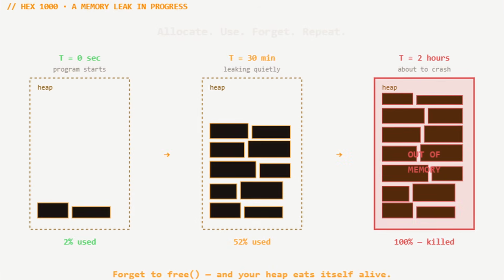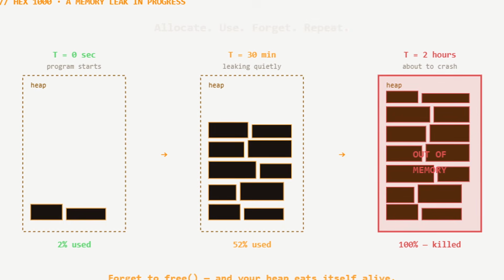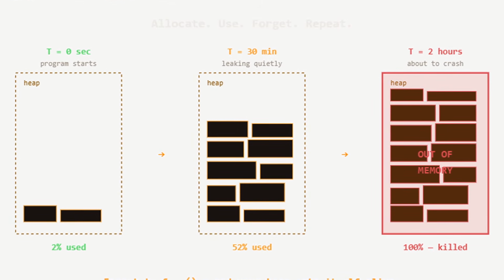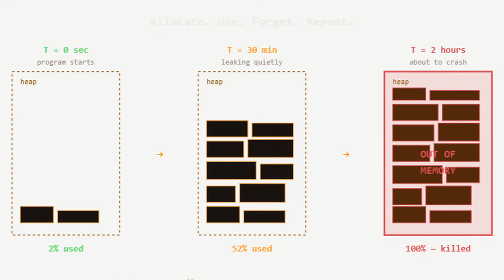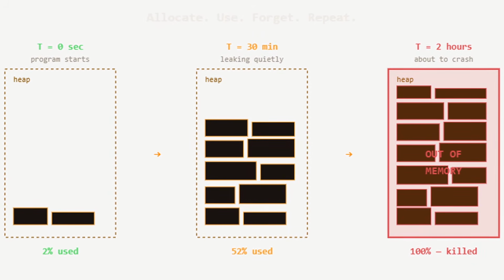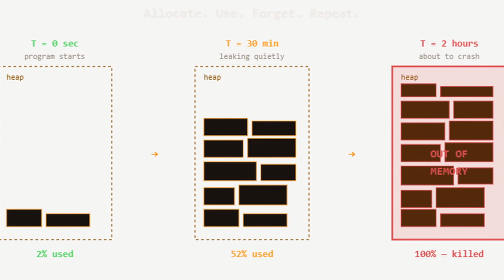But the heap has its own price. It's slower than the stack. Finding an empty slot takes work, and it doesn't clean up after itself. If you forget to release something on the heap, it just sits there, taking up space forever, until your program ends or until it eats all your RAM and crashes. That's a memory leak, and it's the most common bug in C and C++ history.